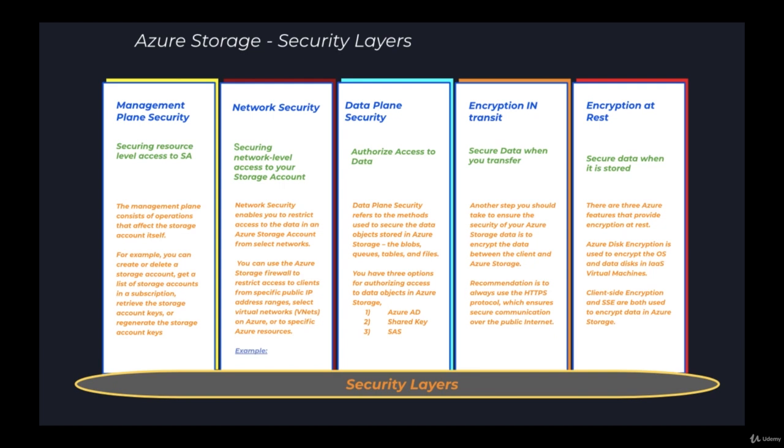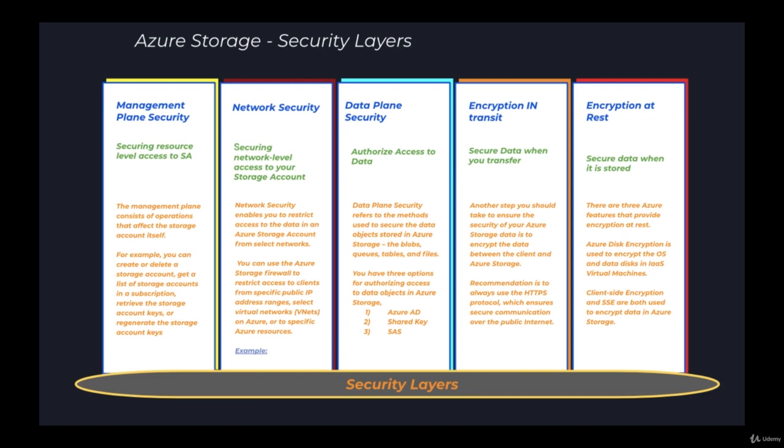So we have three main options. First, Azure AD to authorize access to containers, queues, and so on. When we use Azure AD to provide access to the data, it really helps by not storing the secrets within your code. You can use Azure AD identity to basically access the objects within your storage account.